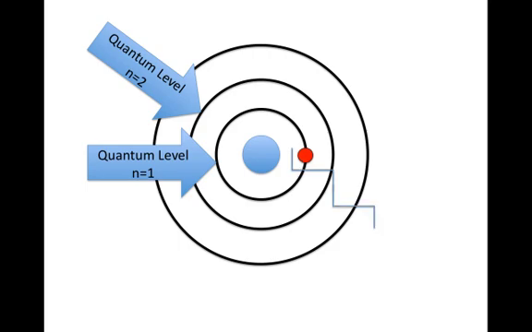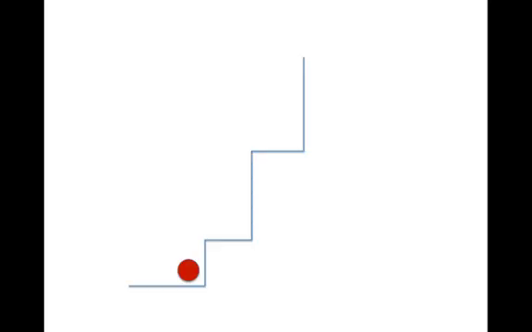Now, we're going to use this little step analogy right here for purposes that will be seen in just a second. But I want you to imagine that each time the electron moves up from one quantum level to another, it's like it's moving up stairs, like it's moving up steps. Okay, so here it is.